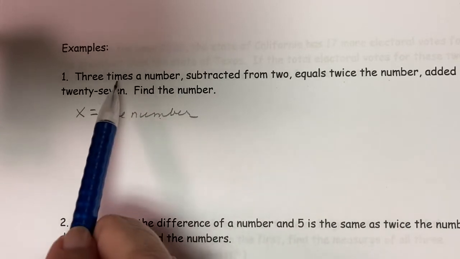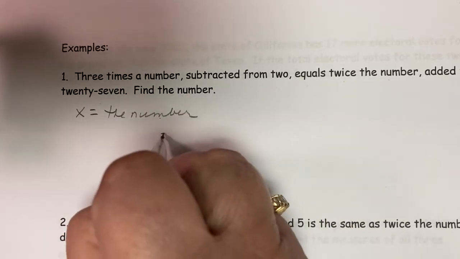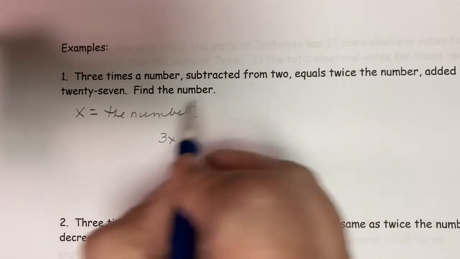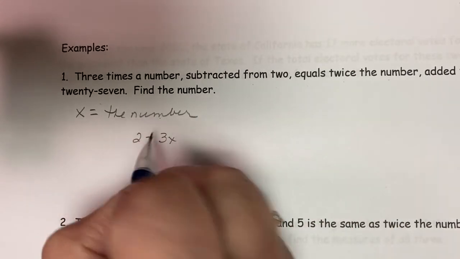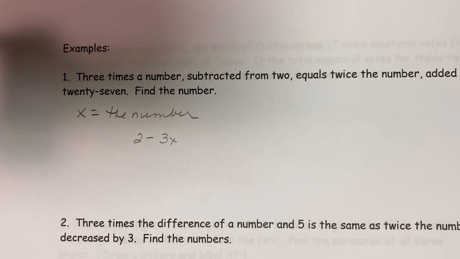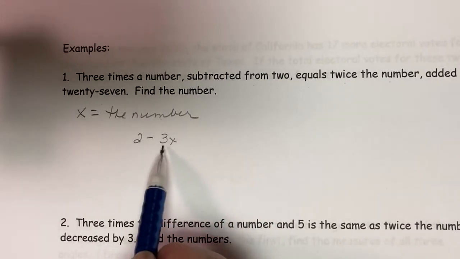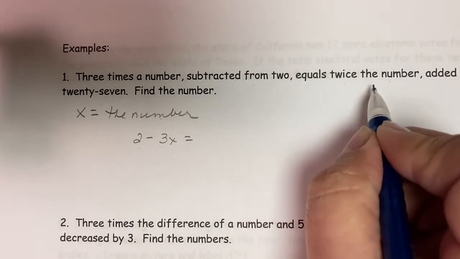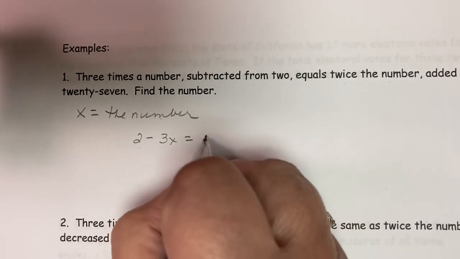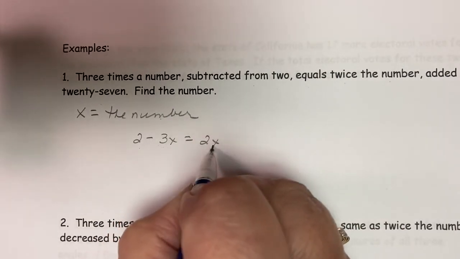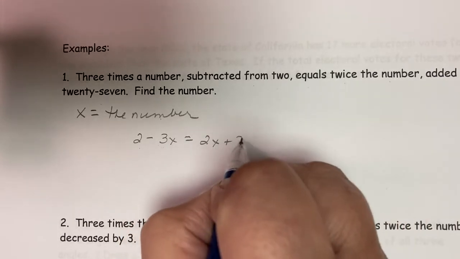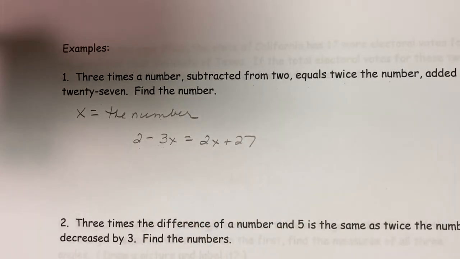So let's see. It says 3 times a number subtracted from 2. So that means it's going to be 2 minus 3 times the number, or 2 minus 3x. So this says right here, 3 times the number subtracted from 2 equals twice the number. Well, what does twice mean? It means we're going to multiply that same number, which is x, by 2, added to 27. And there's your equation.